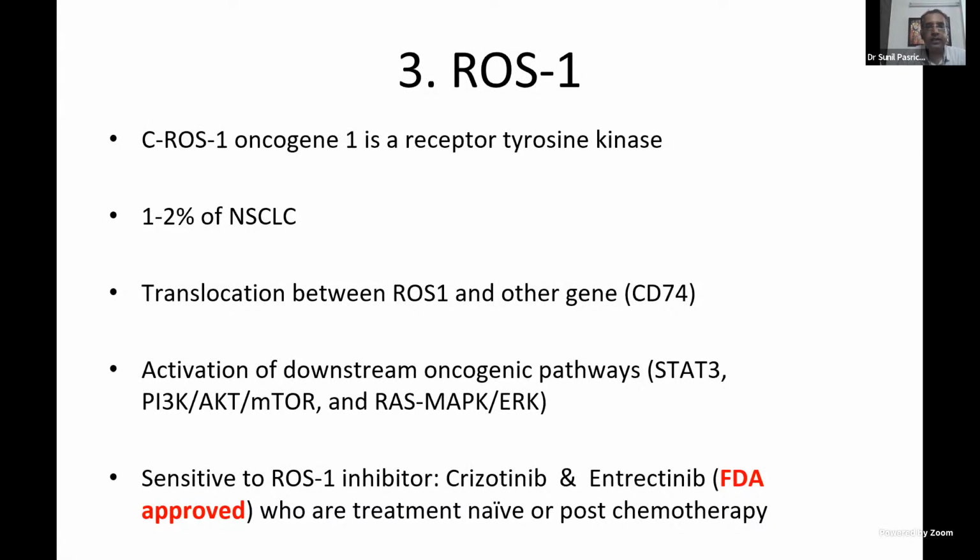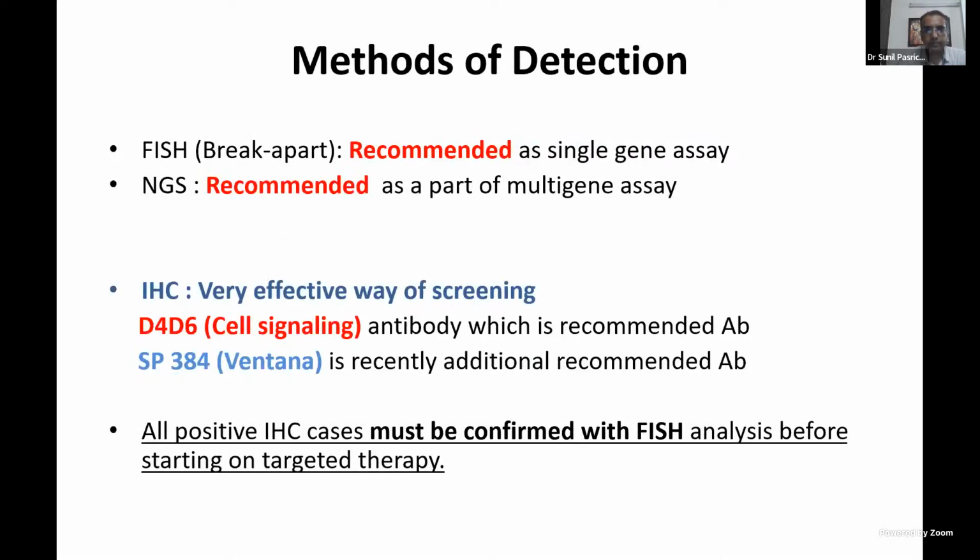Coming to ROS1, the ROS1 oncogene 1 is a receptor tyrosine kinase, with rearrangement seen in 1 to 2% of NSCLC, and that is because of the translocation between ROS1 and other genes. The most common is CD74. That leads to activation of the downstream oncogenic pathway leading to oncogenesis. This rearrangement is sensitive to the ROS1 inhibitor. Crizotinib and entrectinib are FDA approved.